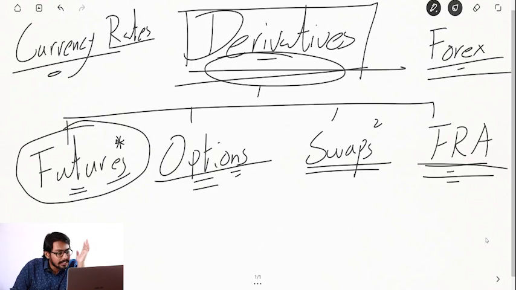After FRA, once again, we will come to futures. We will have a discussion on futures. So, that will be our second round of discussion. By then, you will be quite convinced, quite thorough with futures.